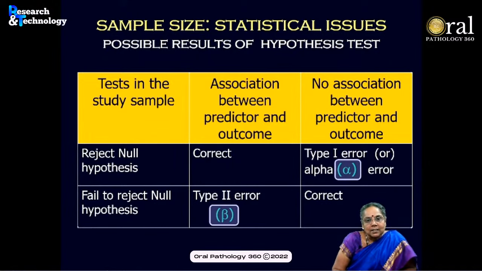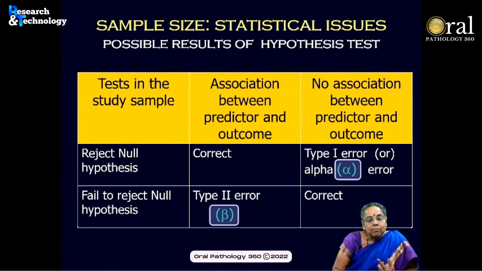The second column says in truth, in reality, in the God created world, that there is an association between the predictor and the outcome, or there is no association between the predictor and the outcome. The predictor I'm talking to you about is the probiotic. The outcome I'm talking to you about is the colony forming unit. So let me explain it with this example.